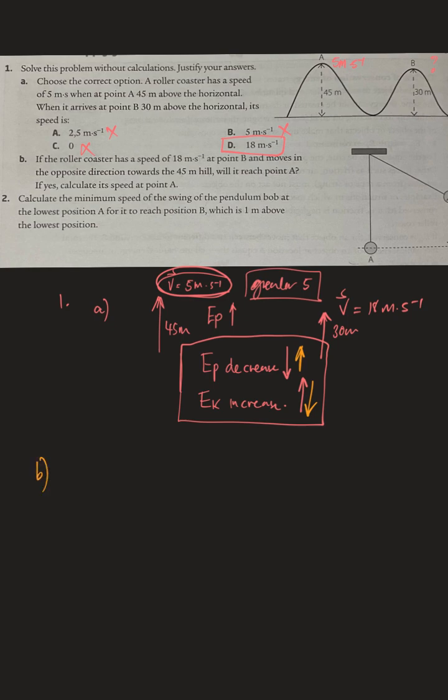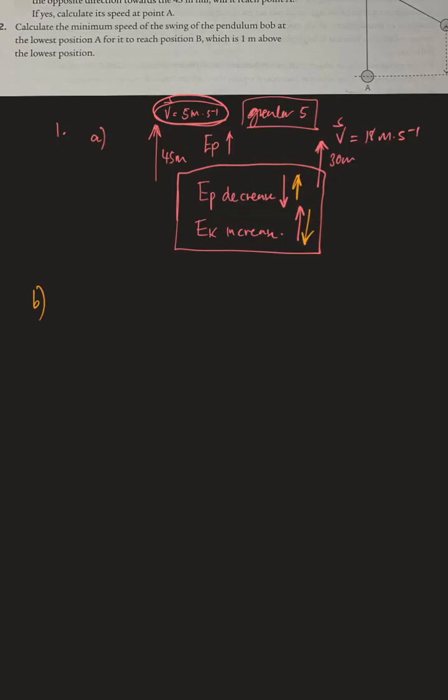Right, if I'm looking at 1B now, 1B says, if the roller coaster has a speed of 80 meters per second at point B and moves in the opposite direction towards the 45-meter hill, will it reach point A? If yes, calculate the speed at point A. Right, so this is a bit of a trick question. They're just trying to confuse you with the words, but let us not get trapped.